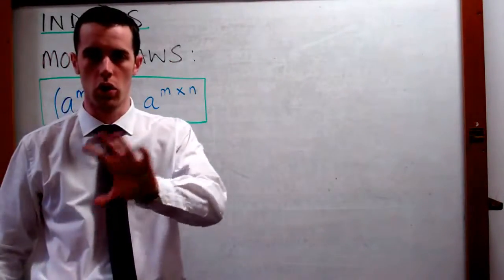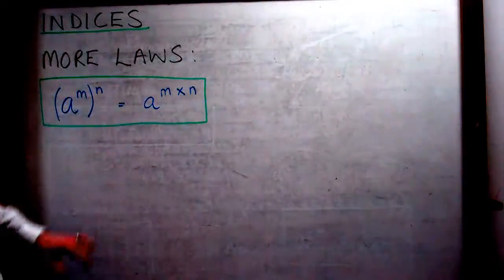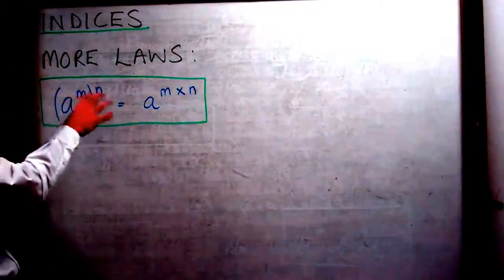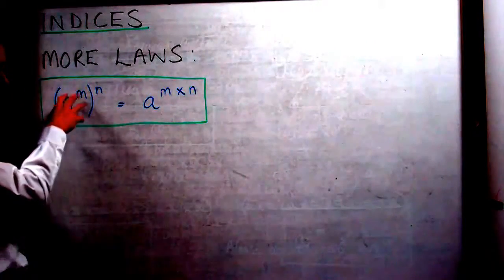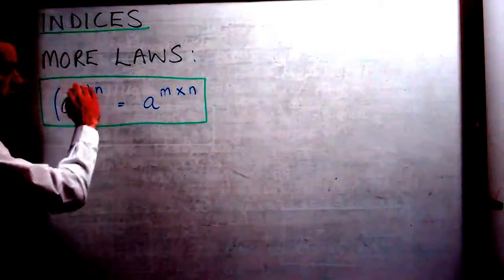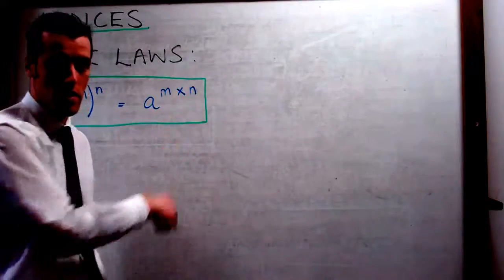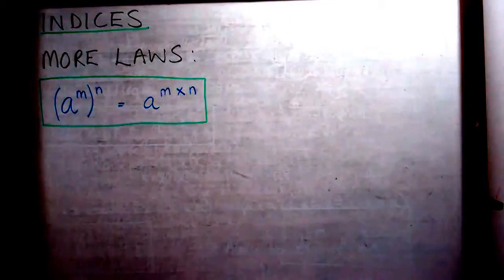So we're going to look at some more laws now and try and prove them and work out how they work. Okay, so we're going to look at this one here, which basically shows us what to do when we have a variable or letter raised to a power, which is then all being raised to another power. What we do is basically we multiply the indices together. Okay, so let's look at how this works, right?